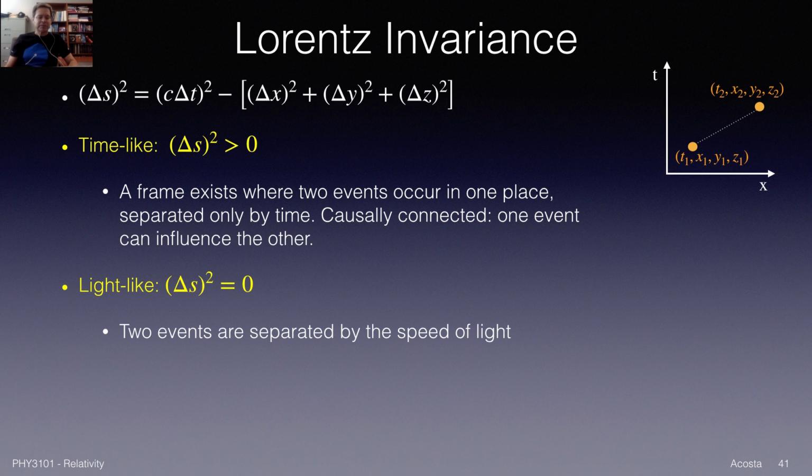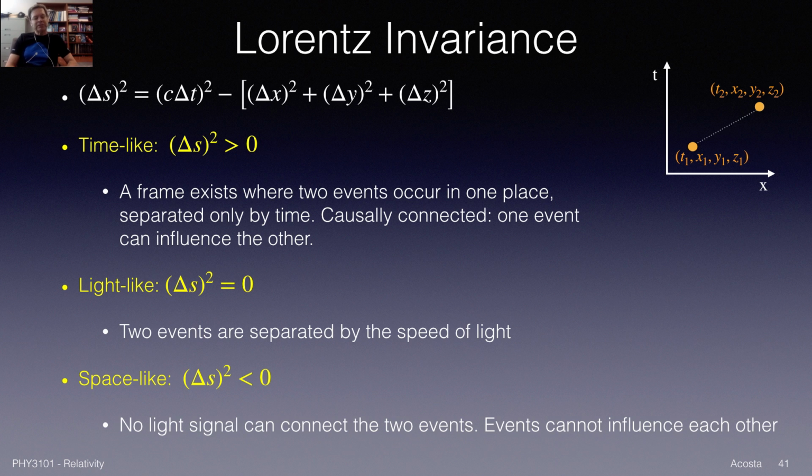But what happens if the sum of delta x, delta y, and delta z, all quantities squared, are larger than c delta t squared? Well, that's the final third case, which is referred to as a space-like separation. And that's when delta s squared is less than 0 in this formula. And what that means is no light signal can connect the two events. Events cannot influence each other.